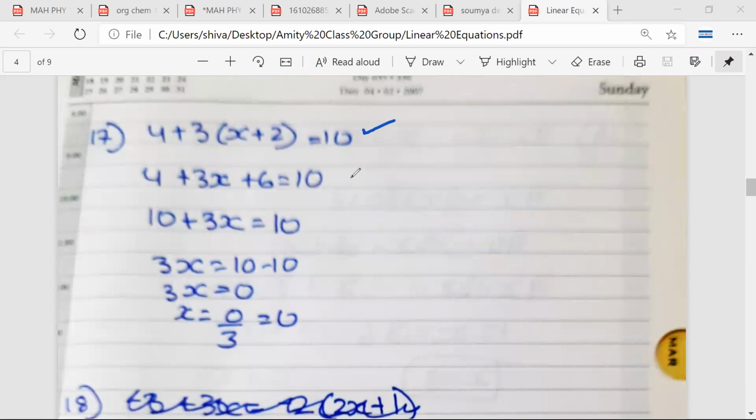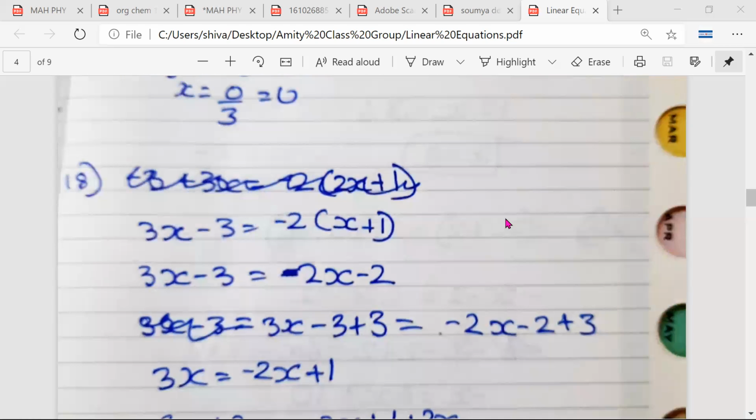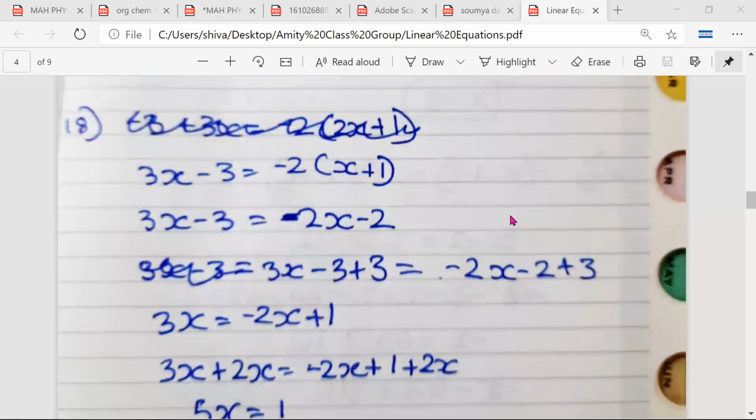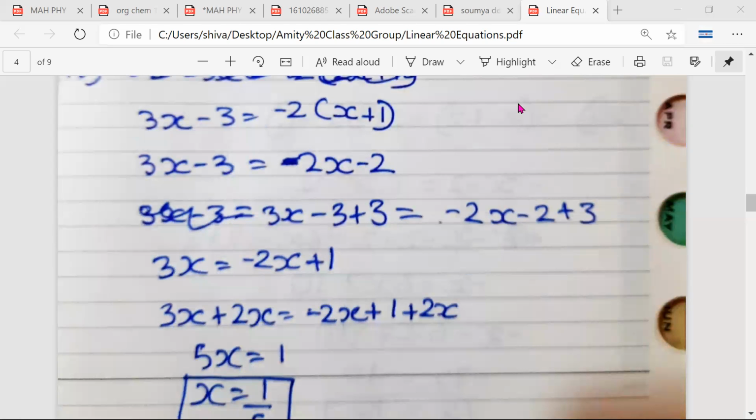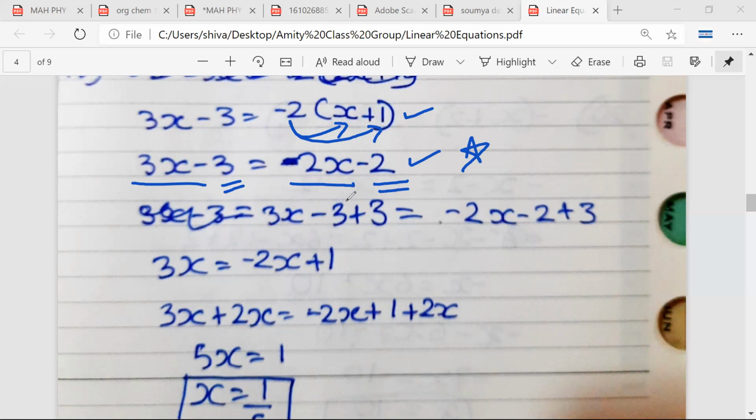So, any doubt? No, sir. You need to complete all this. Yes, sir. 3x minus 3 is equal to... Shabash. Minus 2 into x is minus 2x and minus 2 into 1 is minus 2. Shabash. So 3x minus 2x. Okay. Minus 3 and minus 2. So you have added 3 on both sides. Okay.